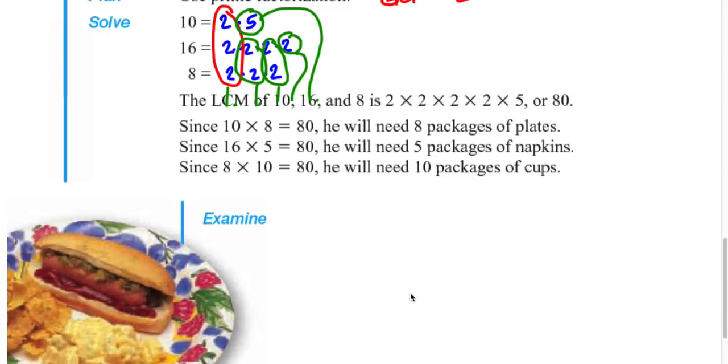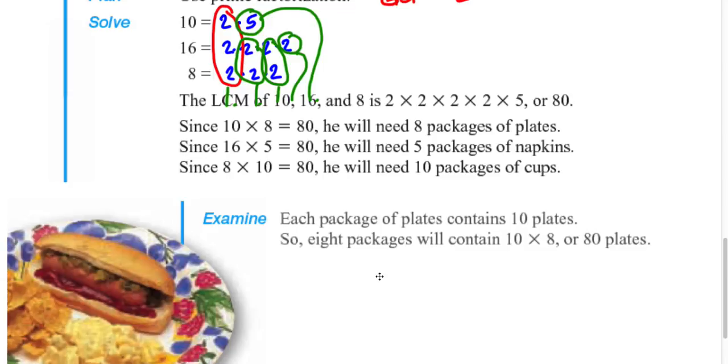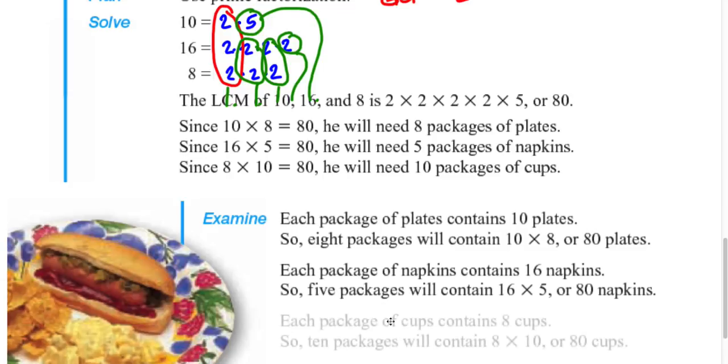And if we examine this closely, each package will contain 10 cups, for 80 plates, 80 napkins, or 80 cups. And that's it.